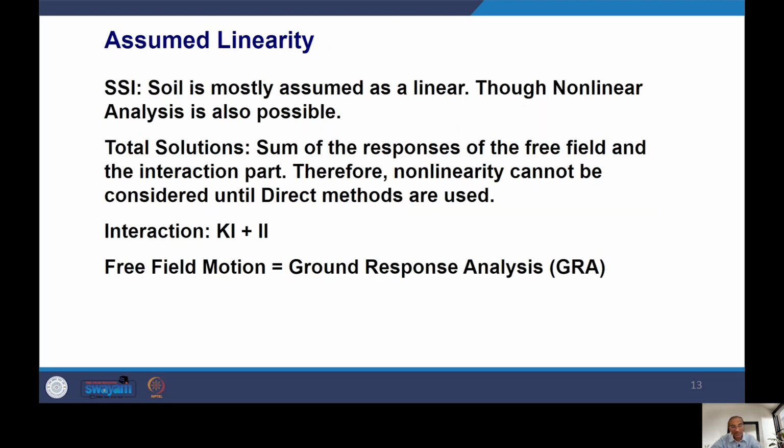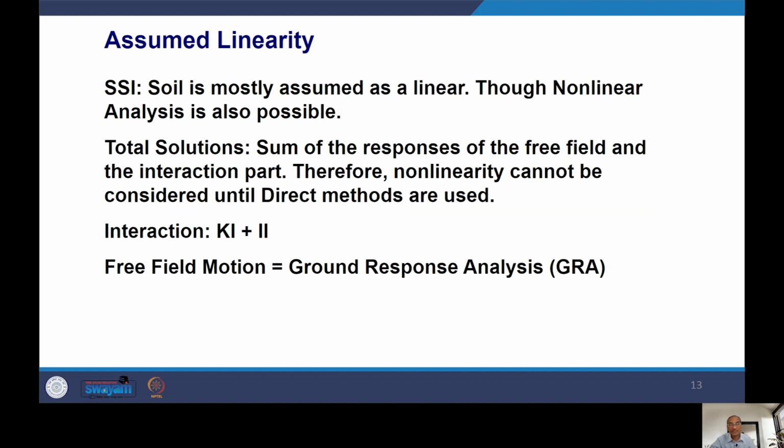Now when we carry out the soil interaction analysis, many times the soil behavior is assumed linear. And why is it assumed linear? It is to simplify the problem. Another reason is that soil is mostly assumed linear, though nonlinear consideration from linear soil is also possible. The total solution consists of the sum of the response of the free field and the interaction effect. Therefore, nonlinearity cannot be considered until direct methods are used.